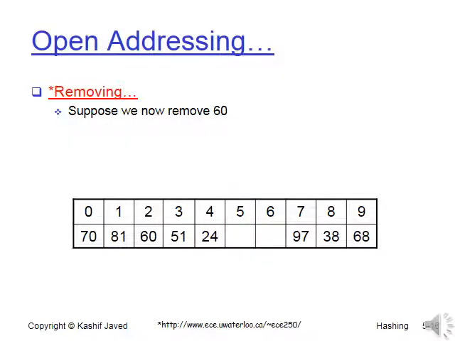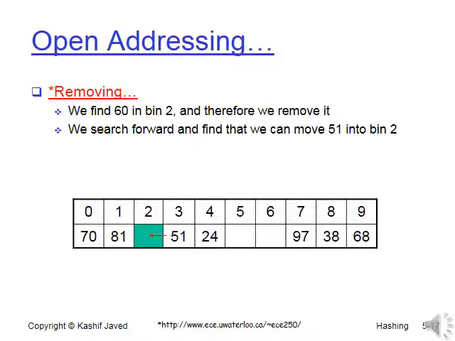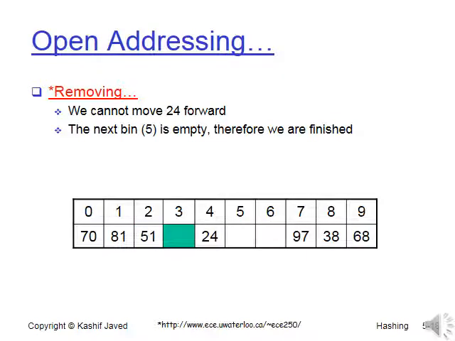Suppose we now remove 60. We find 60 in bin 2, and therefore we can remove it. We search forward and find that we can move 51 into bin 2 since 51 checked bin 1, then 2, and finally bin 3 where it was inserted. We cannot move 24 forward because it's already put into its least significant digit bin. The next bin 5 is empty, therefore we are finished.